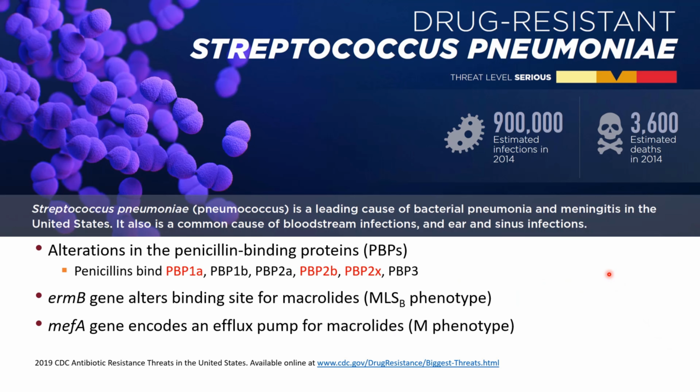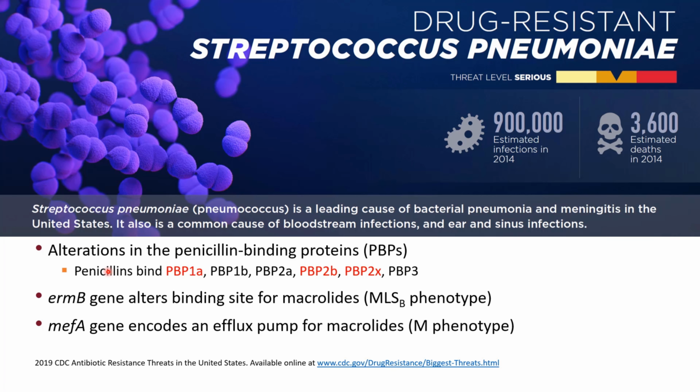The CDC has designated a serious threat level to drug-resistant Streptococcus pneumoniae. The mechanism of resistance of Streptococcus pneumoniae to beta-lactams involves alterations in the penicillin binding proteins, or transpeptidases, which are the binding sites for beta-lactams. Now, note that it does not involve production of beta-lactamases. So beta-lactamase inhibitors are not going to overcome this resistance.